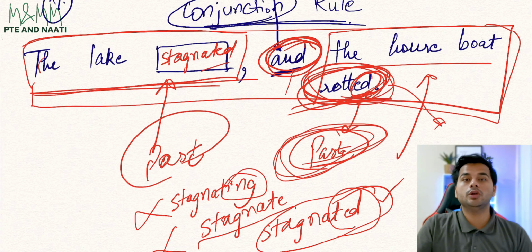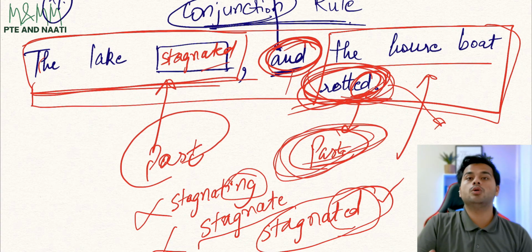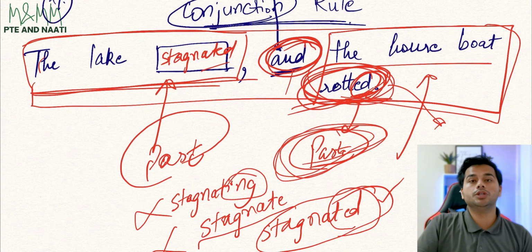So this is another way you can, using a grammar rule, find out which options you can eliminate and which options out of the given options can be your correct answers. So these were the few grammar rules that I wanted to discuss with all of you.